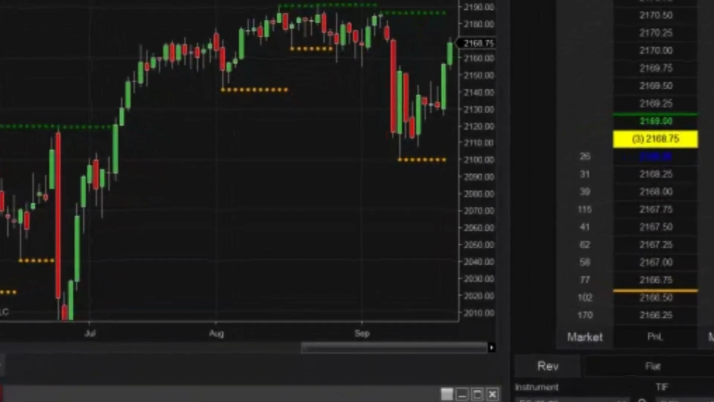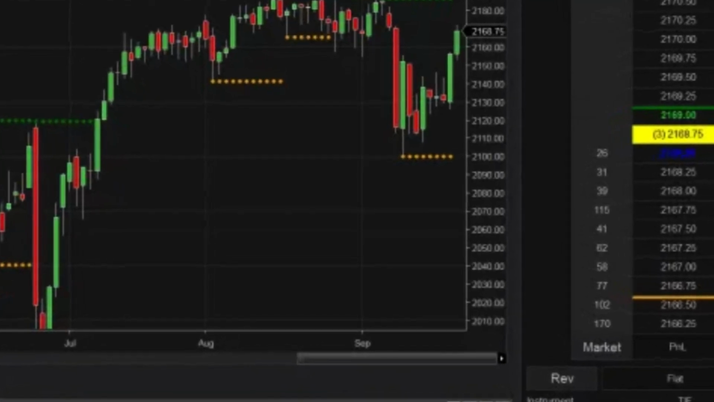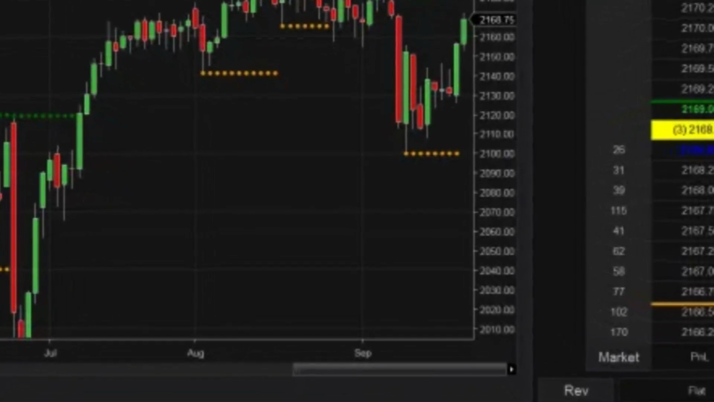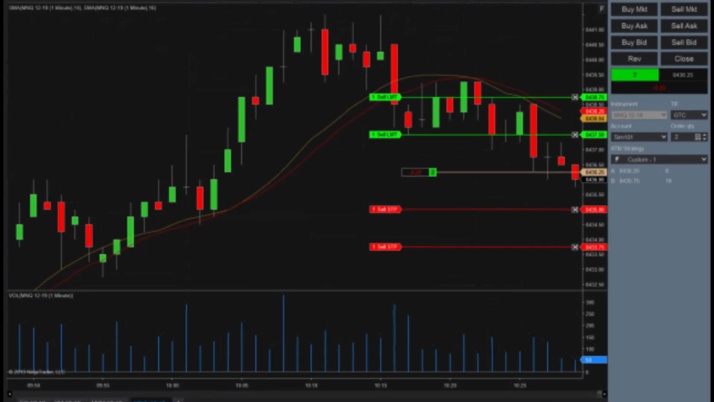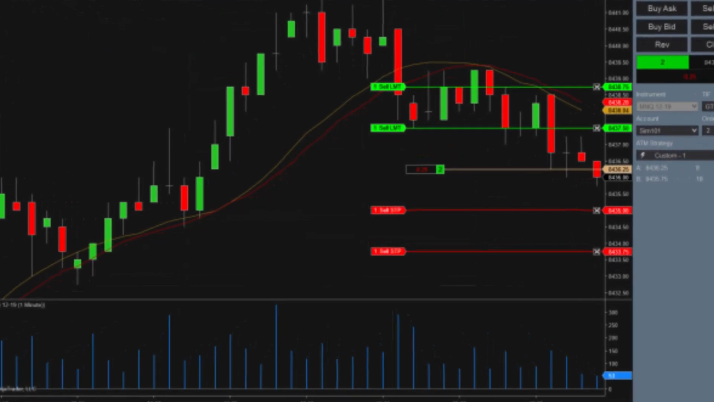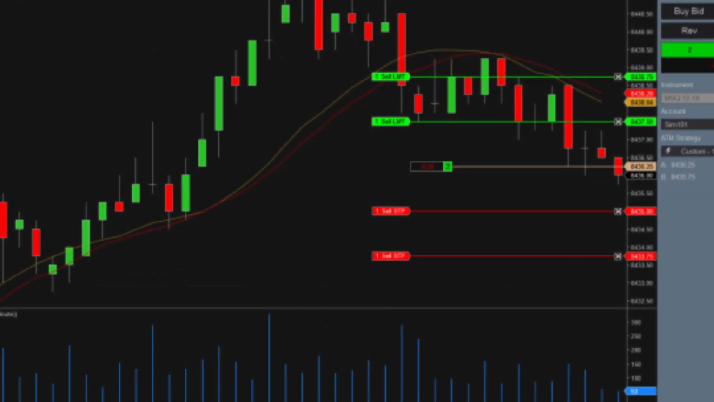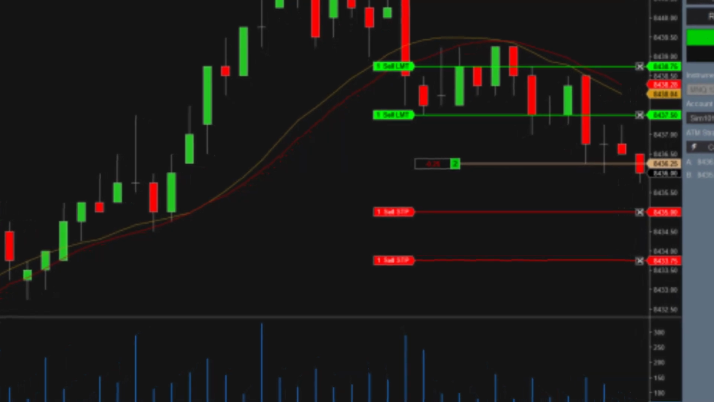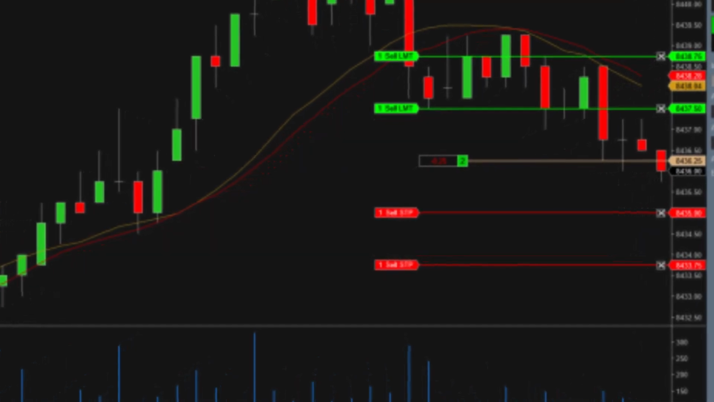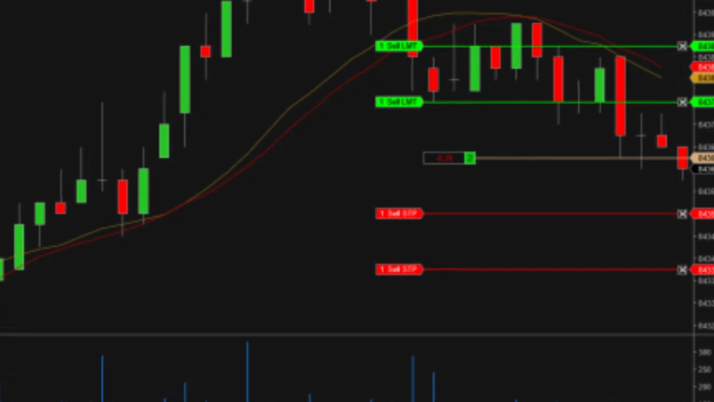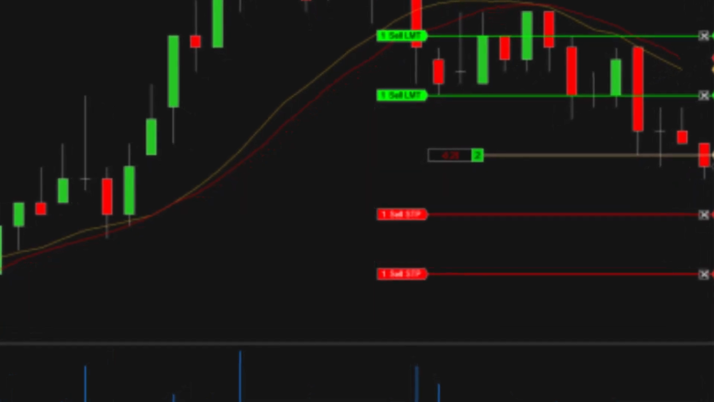NinjaTrader 8 also offers a wide range of free indicators that you can use to enhance your trading. These indicators are designed by professional traders and are proven to be effective in identifying profitable trades. Imagine having access to the same tools and strategies that the pros use, without having to pay a dime.